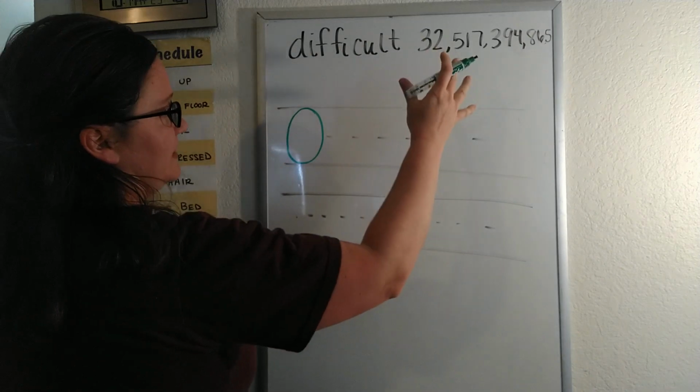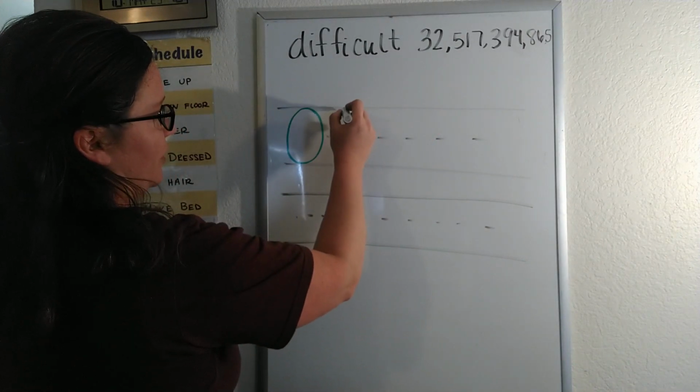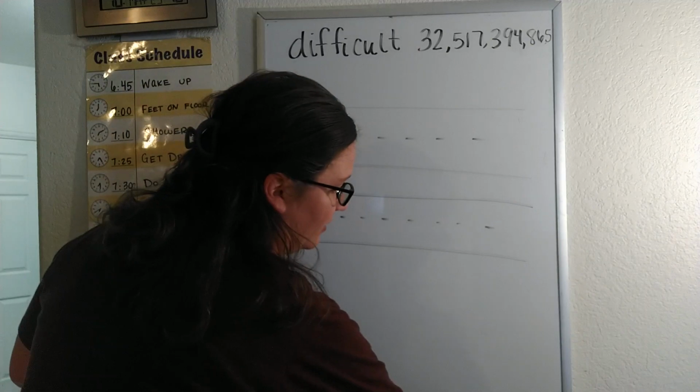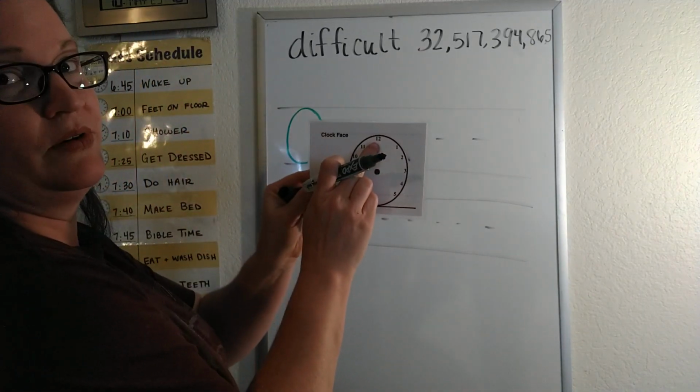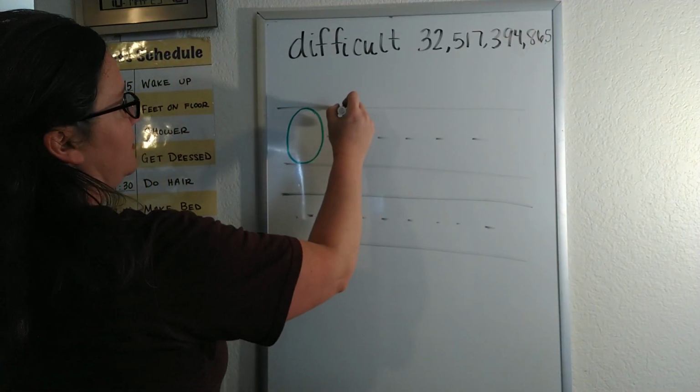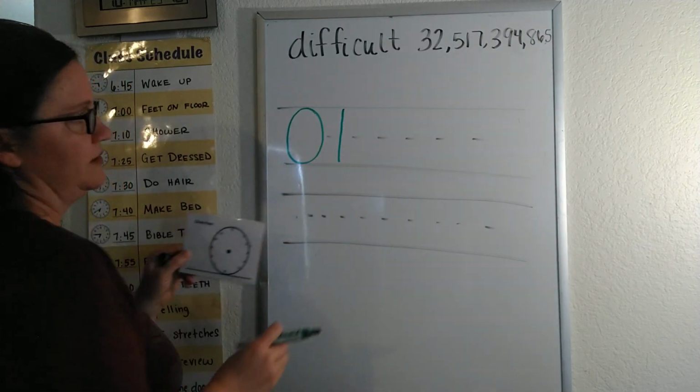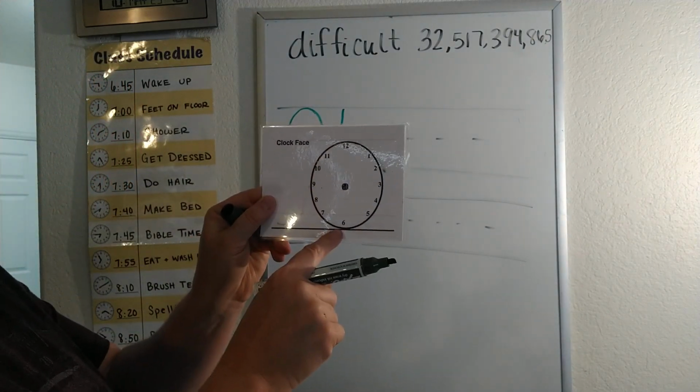The next number is number 1. I like to go a little bit of a slant because I do cursive. So you start here almost at the top, like at 12 o'clock. I'm just going straight down to 6 o'clock. From 12 to 6.